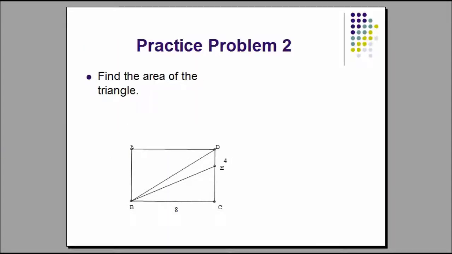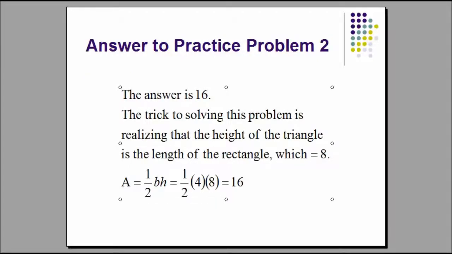In practice problem 2, find the area of the triangle. The answer to practice problem 2 is 16. The trick to solving this problem is realizing that the height of the triangle is the length of the rectangle, which is 8. Substituting gives us A equals 1/2 times 4, which is the base, times height, which is 8, and that gives 16.